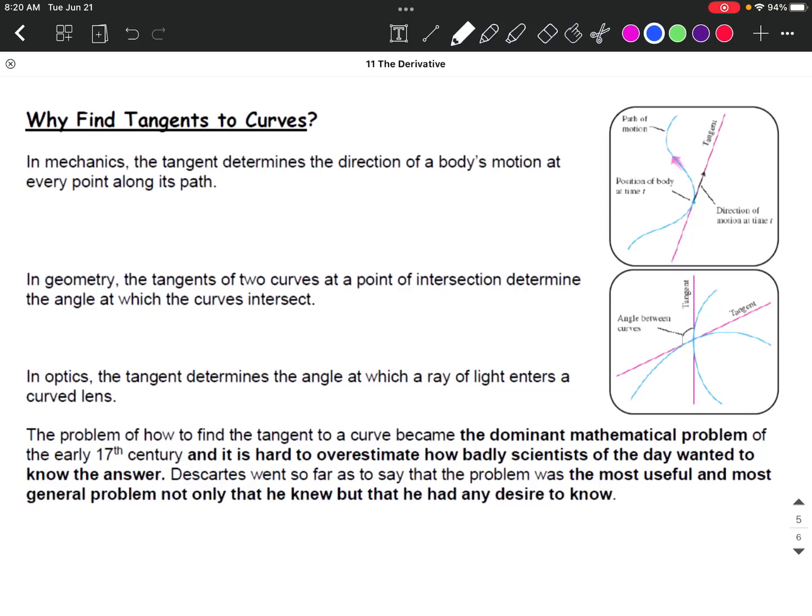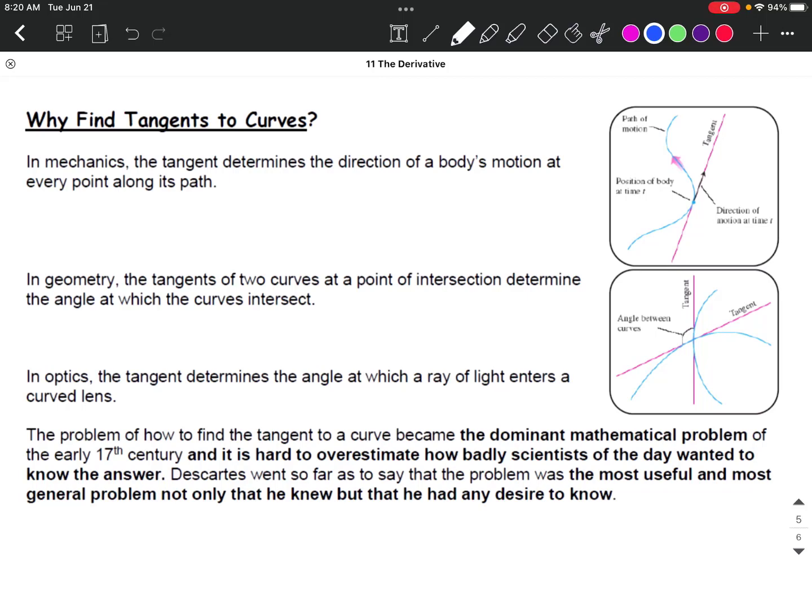Now, why is it important for us to find tangents to curves? You guys always ask, why do I need to know this? Well, in mechanics, the tangent determines the direction of a body's motion at every point along its path. So when you have a particle in motion, the tangent line actually determines the direction of the motion at every moment. In geometry, the tangent of two curves at a point of intersection determines the angle at which the curves intersect. We can find the angle at which two lines intersect.